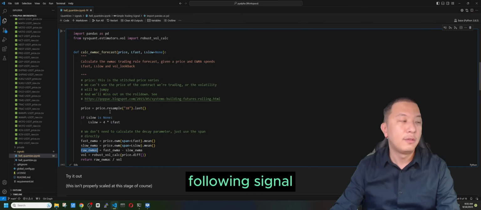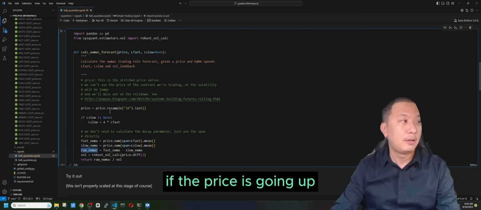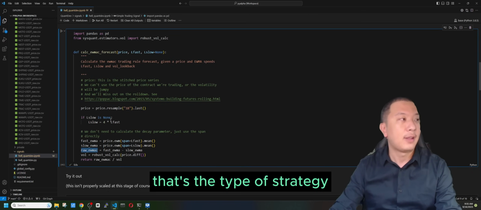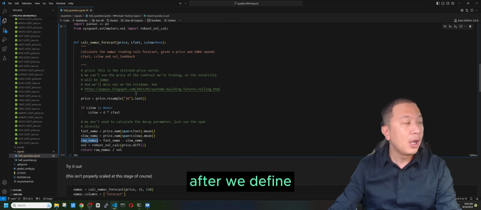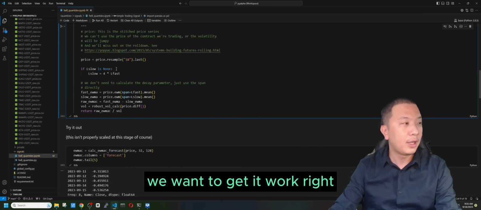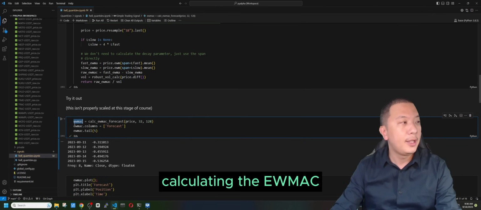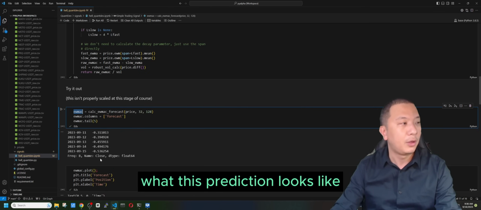Basically, it's a trend following signal. It tells you where the market is going from the price. If the price is going up, we want to buy. If the price is going down, we want to short. That's the type of strategy we're building right now, very simple and vanilla. After we define this function, we want to get it working, right? So we pass in the Bitcoin price we just showed you, plus the fast and slow moving average parameters, we calculate the EWMAC, and we show what the prediction looks like.